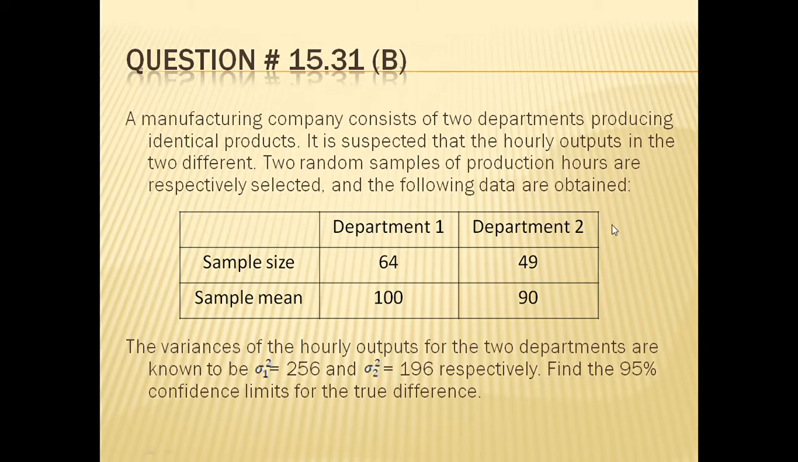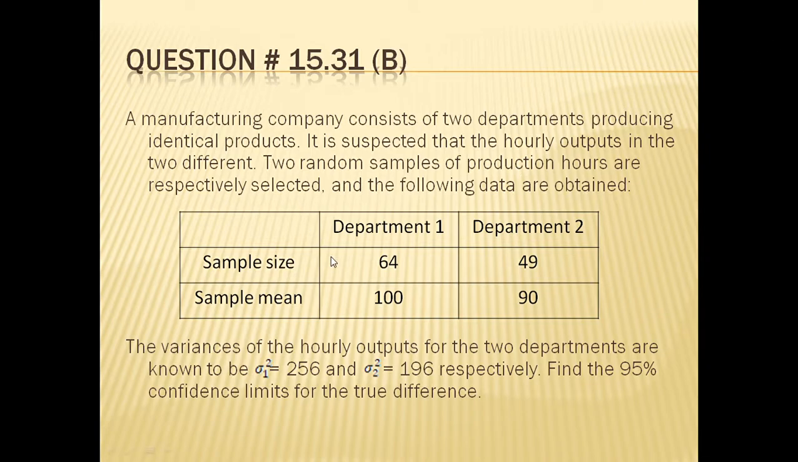First question is taken from exercise number 15, question number 15.31, part B. A manufacturing company consists of two departments producing identical products. It is suspected that the hourly outputs in the two departments are different. So two random samples of production hours are respectively selected, and the following data are obtained.